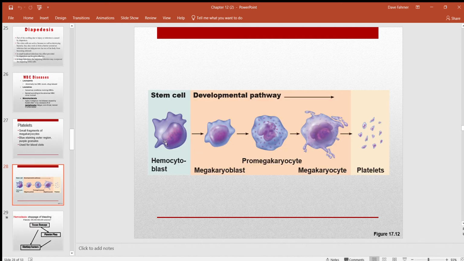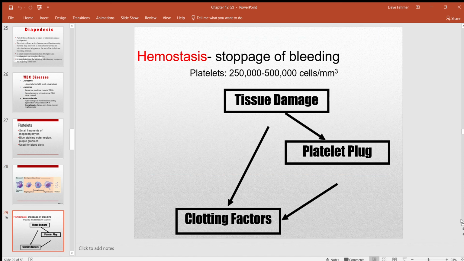Once again, there's a normal stem cell development that we go through in the hematopoiesis, or cell making of these platelets. Whenever we have a breakage in a blood vessel, which we call bleeding, basically we have tissue damage, and whenever tissue is damaged, it gives off a specific chemical. And whenever it gives off a specific chemical, it causes platelets to stick to that area of the damage.